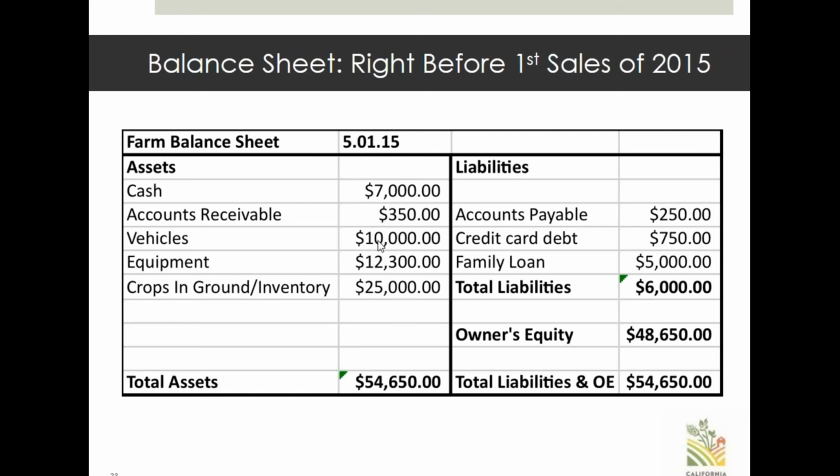He has a truck worth $10,000. He has some farm equipment. And he has $25,000 of inventory, meaning crops in the ground that he's planted since the first of the year that are waiting to be harvested later. He also owes $250 to the fertilizer supplier. He has $750 in credit card debt. And he has a $5,000 family loan. There's no real interest rate on it, and there's no timetable for when he has to pay it back. But certainly, if it's something you owe, it's important to put that on your balance sheet.